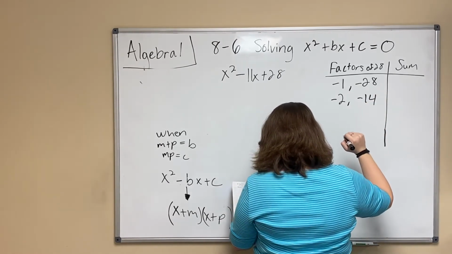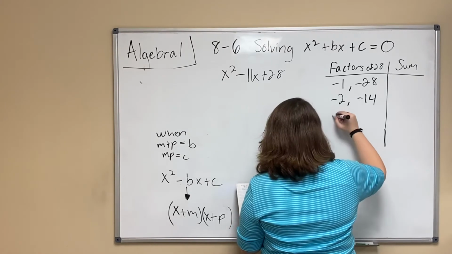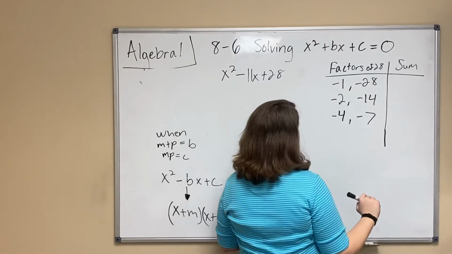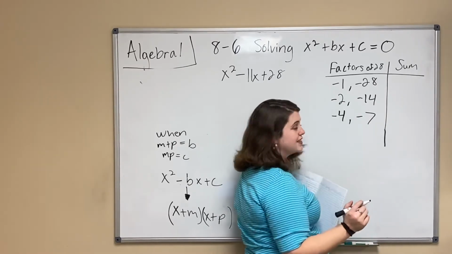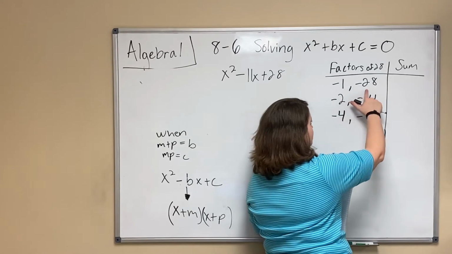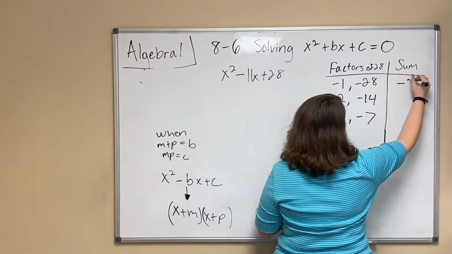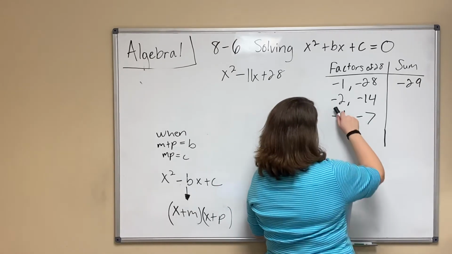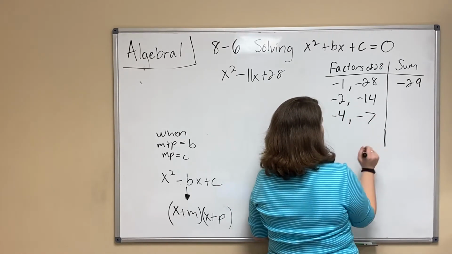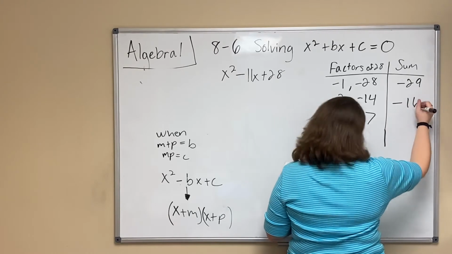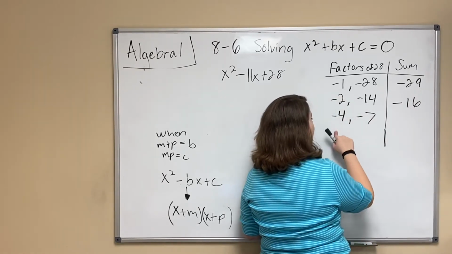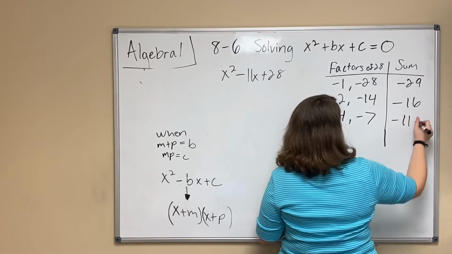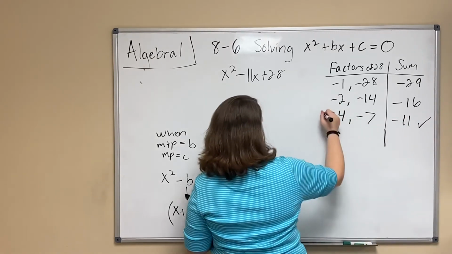Then I'm going to do -4 and -7. Now if I start adding these together, -1 plus -28 is going to give me -29, so that's not the right answer. Then we're going to do -2 plus -14 gives me -16. -4 plus -7 is going to give me -11. So that's the one we want. This is the one we're going to use.